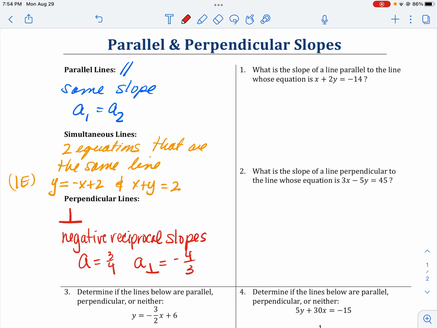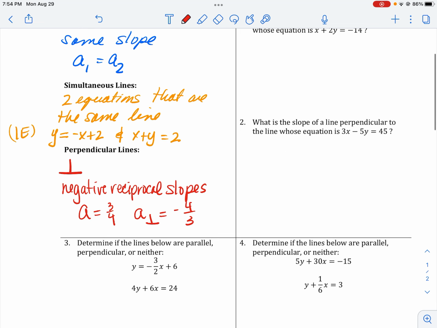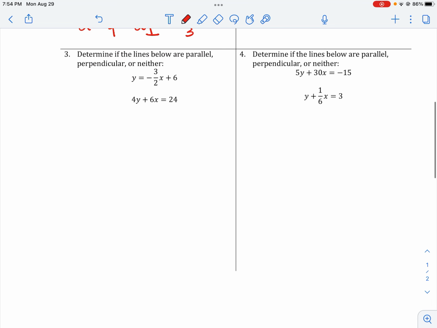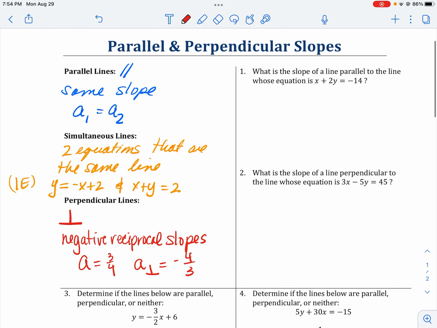So the first two questions are just finding the slope, and then we talk about determining whether they are parallel or perpendicular. So when we look at number 1, the equation is in standard form, so I need to solve for y.